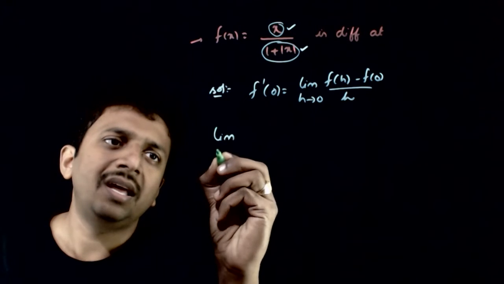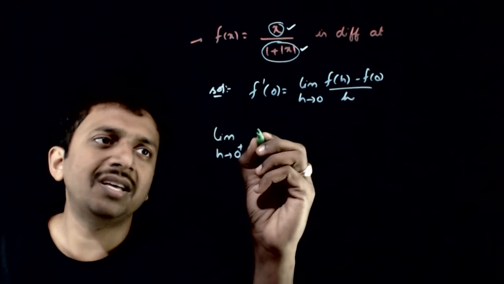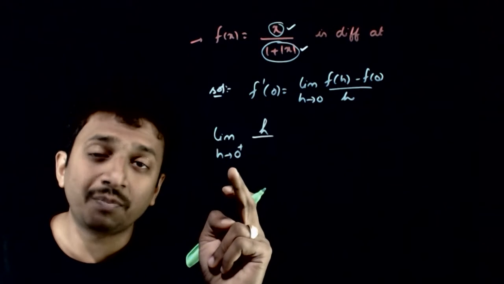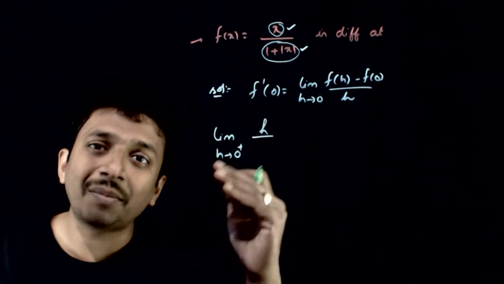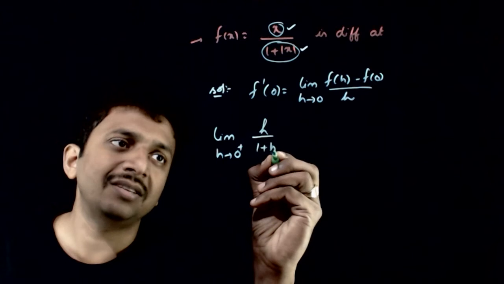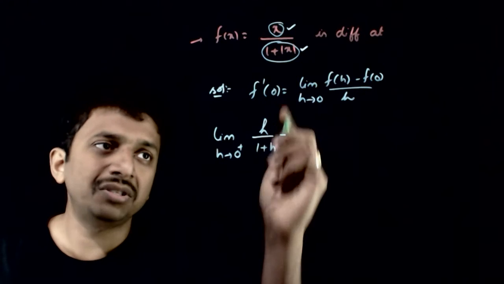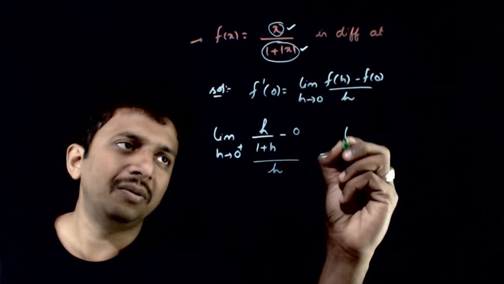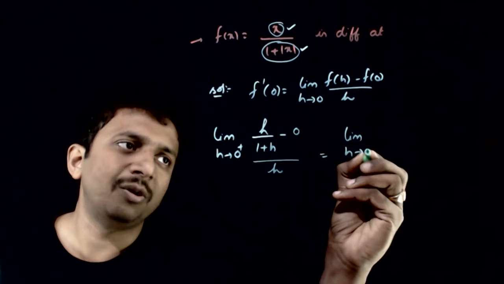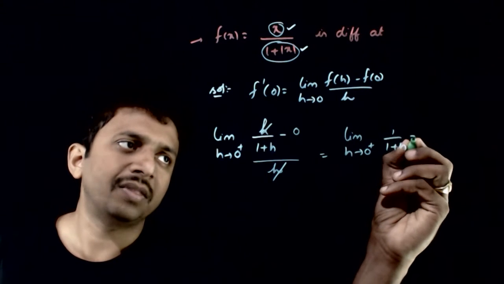So limit h tends to 0 plus, f of h is h by, in the positive neighborhood of 0, mod x is same as x. So h by 1 plus h, minus f of 0, if you put x equal to 0, you're getting 0, by h. That is equal to limit h tends to 0 plus, this h and this h get cancelled, 1 by 1 plus h, that is equal to 1.